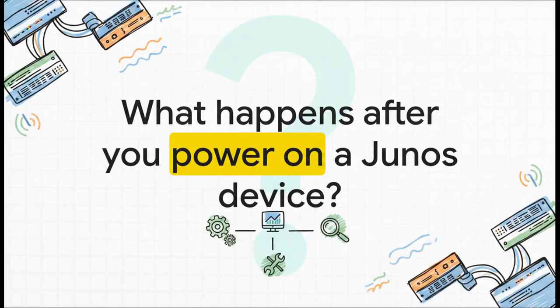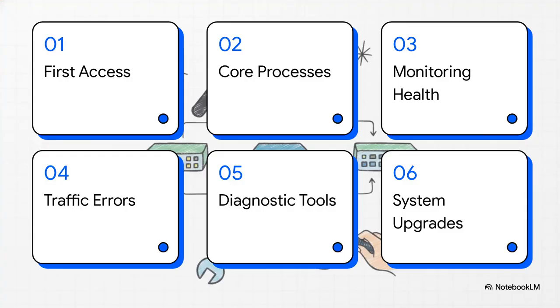I want you to imagine you're unboxing a brand new Juniper Networks device. You've got it racked, it's cabled up, and you've just flipped the power switch. The fans roar to life, the lights start blinking, but, well, what exactly needs to happen next to actually bring it to life? How do we take it from a totally blank slate to a fully operational, monitored, and maintained network node? Well, to answer that, we are going to follow the administrator's journey.